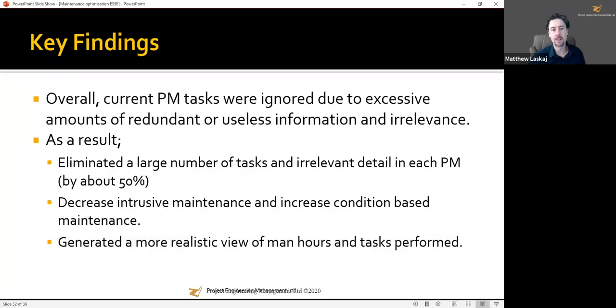After the study, they actually took around about 50% of the tasks out of the maintenance plan. That's a huge number of tasks that they're doing for no reason, 50%. They decreased what we call intrusive maintenance, so where we have to pull it apart to check condition, or planned overhauls, and they increased the condition-based, so the non-intrusive work. What it did is it also gave them a more realistic view of the man-hours that were performed.